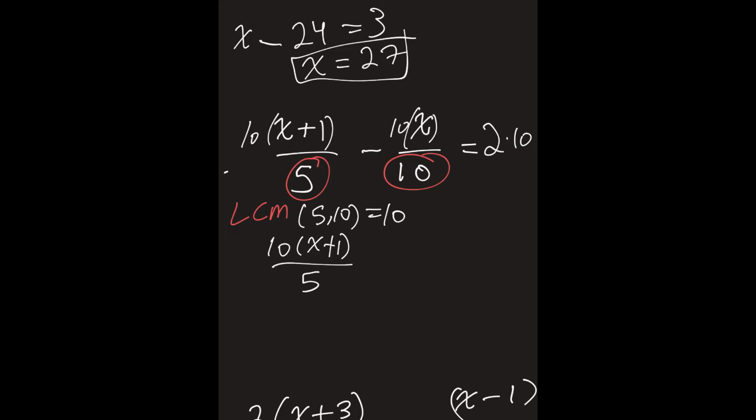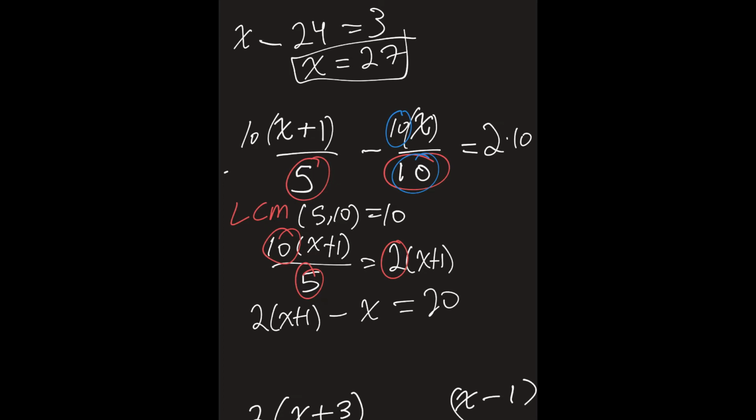Well, 10 divided by 5 is just equal to 2. So I'm left with 2 times x plus 1. That's what's in the numerator. I literally just took 10 and divided it by 5, and that gave me 2. Now what about over here? We have 10 divided by 10. Well, that's just 1. So I'm left with just x. So on the left side, I have 2 times x plus 1 minus x is equal to 2 times 10, 20.